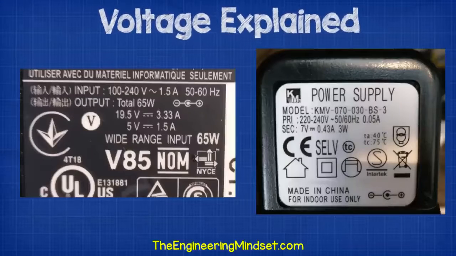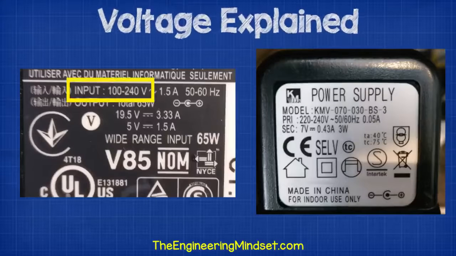Some products can be used in different voltages though. You need to check the manufacturer's labels on the product to first see if the product has been designed to cope with different voltages. For example, this laptop charger shows that it can be used on voltages between 100 and 240 volts, whereas this charger is only rated for 220 volts or 240 volts.